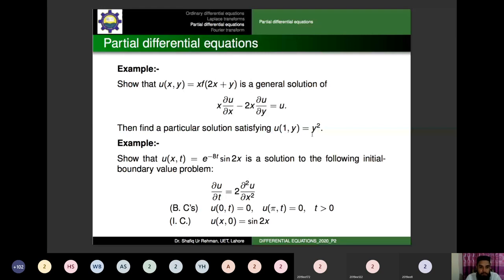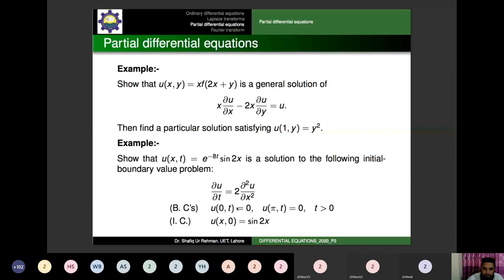So next example, we need to show that u of x, t equals e raised to power minus 8t sine of 2x is a solution to the following initial boundary value problem. Remember, we know the initial value problem and the boundary value problem. If the problem is there together with initial conditions, it is known as initial value problem. A problem together with boundary conditions is known as boundary value problem. Now a combination of them could be there, as we see in this example. Not only the initial condition is there, but also the boundary conditions are there.